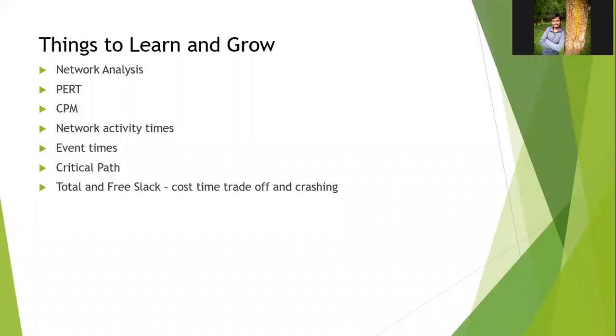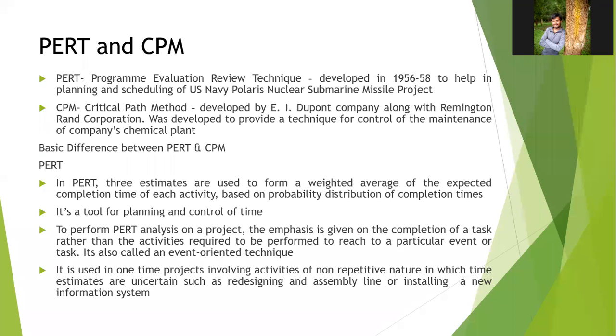Network analysis, PERT, CPM, network activity times, where we learn the syntax or the rules which are required for us to draw a network diagram. And then, after we learn that completely and perfectly, we will move on to the critical path and then finally total and free slack. So this is the main thing.